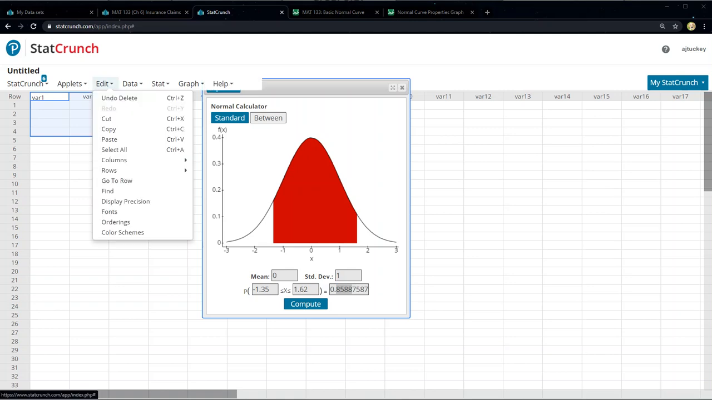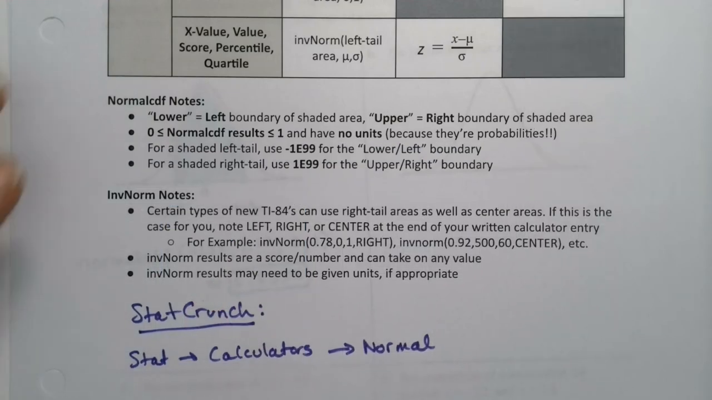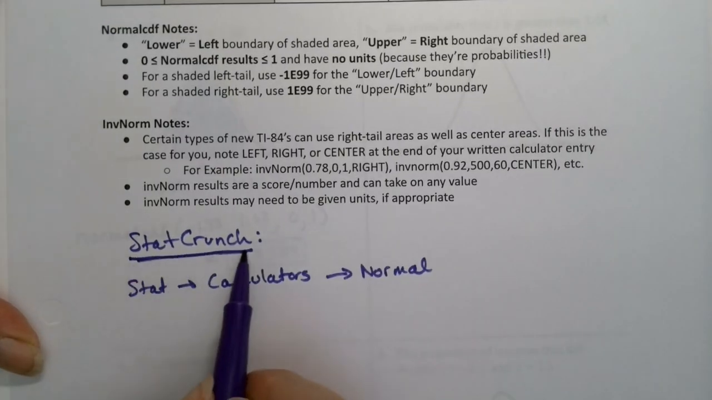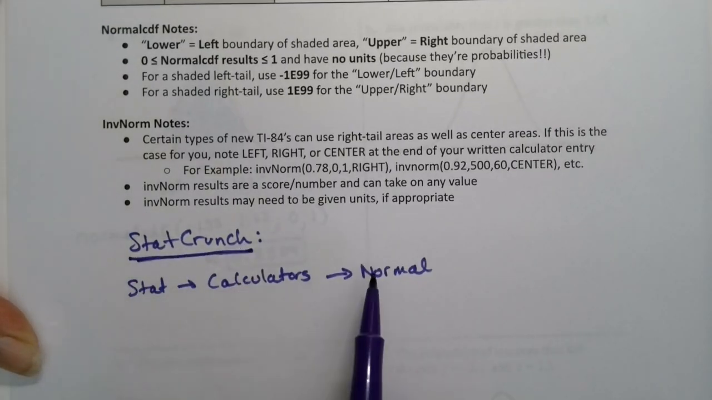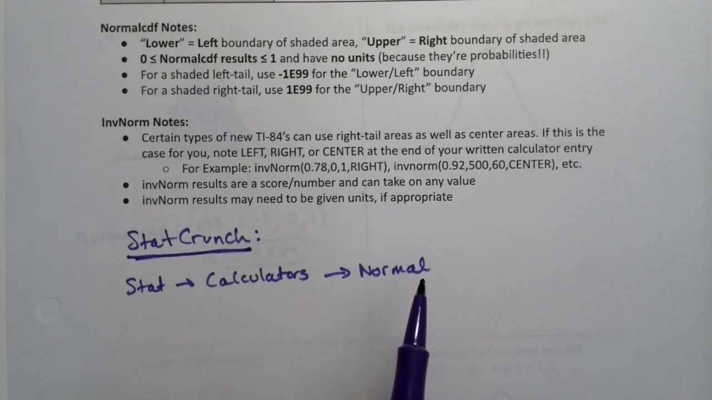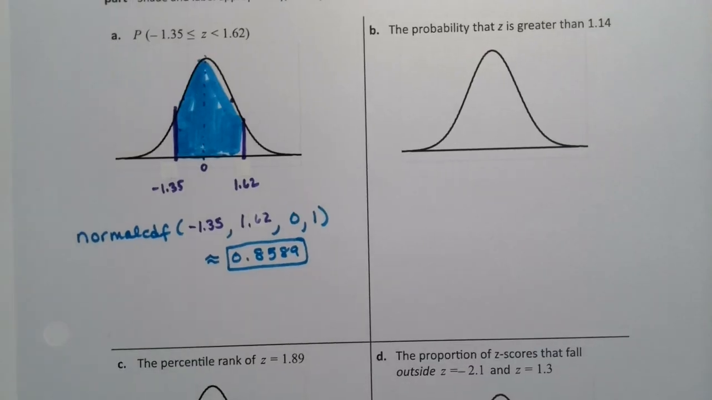So isn't StatCrunch awesome? It's really easy to use. All right, so for StatCrunch, I just wrote a little note down here at the bottom of my decision matrix, what I'm using: stat, calculators, normal. And away you go. All right, so let's keep practicing.